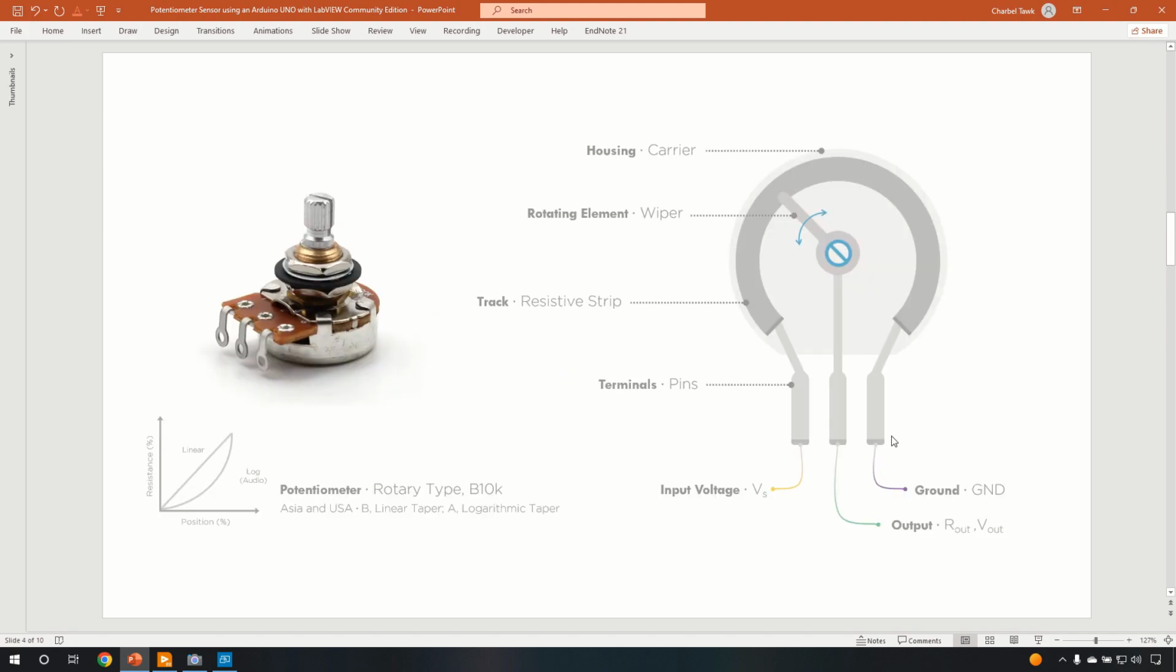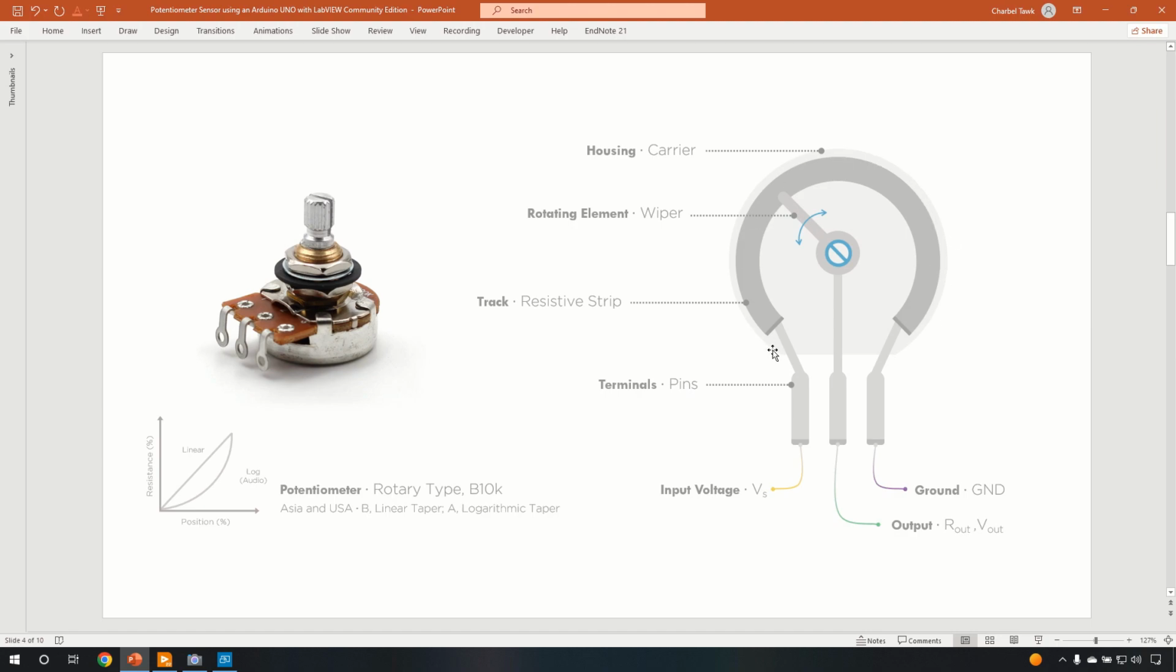So let us go ahead and check what's inside a potentiometer in order to understand its structure, how it works, and why it has 3 terminals. So as we can see right here, we have the common type, which is a rotary potentiometer, as we mentioned at the beginning of the tutorial. And let's see what are the main components of this potentiometer. First of all, we have the housing of the potentiometer.